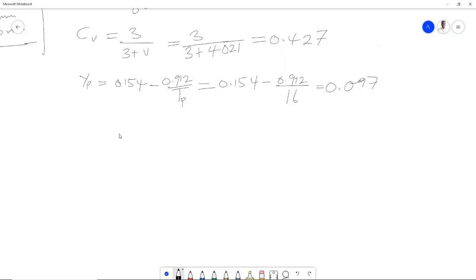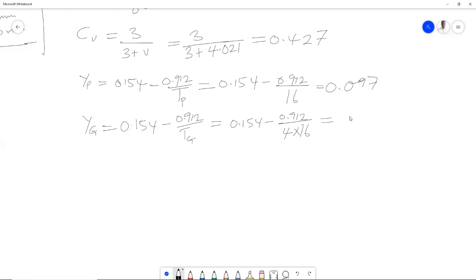Then we need to also determine the form factor for the gear. So we also have the same: 0.154 minus 0.912 divided by TG. In this case, we need to determine the number of teeth on the gear, okay? And that is mainly going to be the gear ratio times the number of teeth on the pinion. So the gear ratio here is 4. So we are going to have 4 times the number of teeth on the pinion, 16.